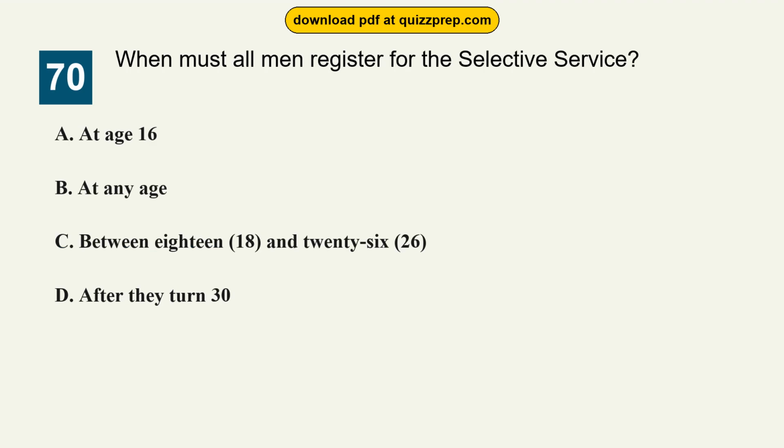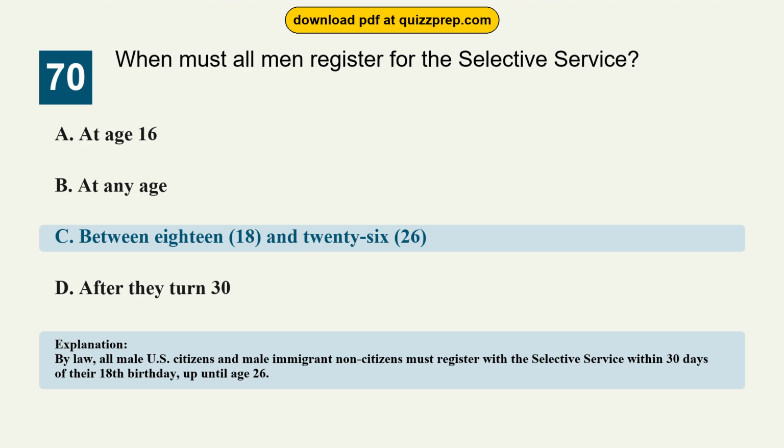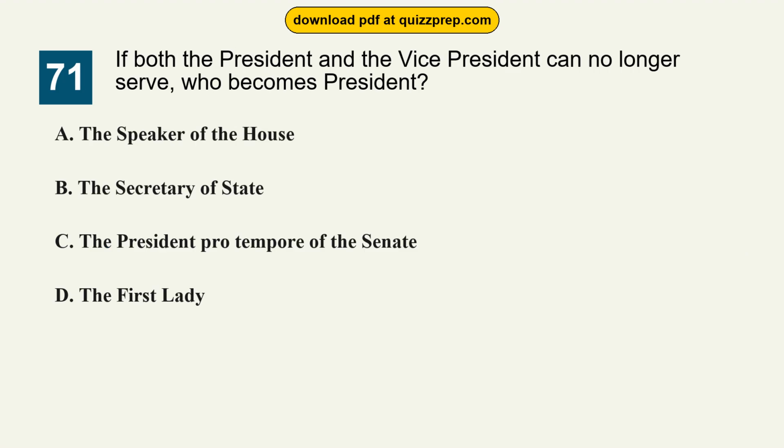Question 70. When must all men register for the Selective Service? Option A, at age 16. Option B, at any age. Option C, between 18 and 26. Option D, after they turn 30. The correct answer is option C, between 18 and 26. By law, all male U.S. citizens and male immigrant non-citizens must register with the Selective Service within 30 days of their 18th birthday, up until age 26.